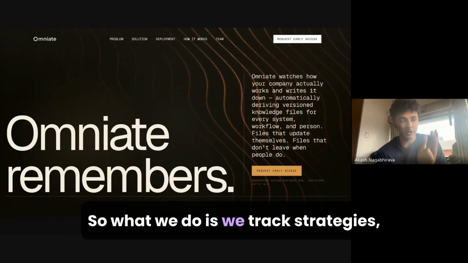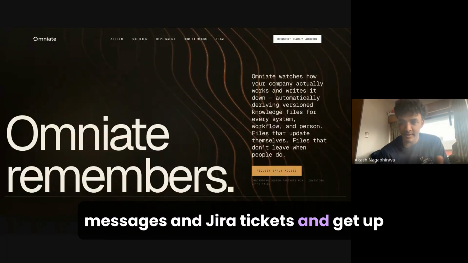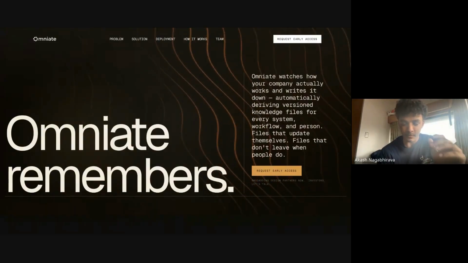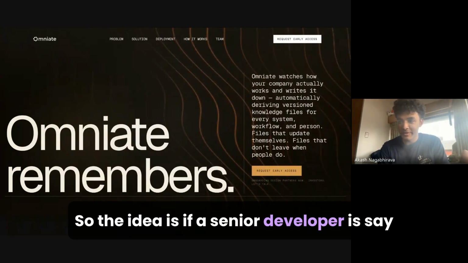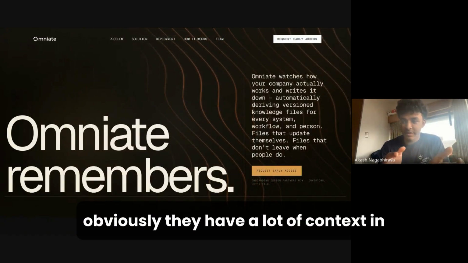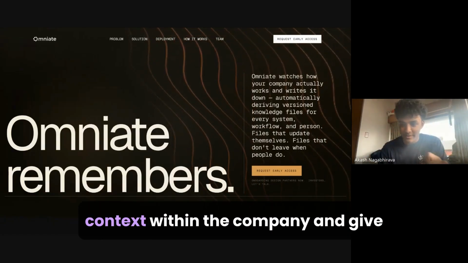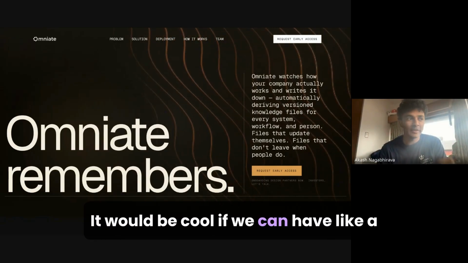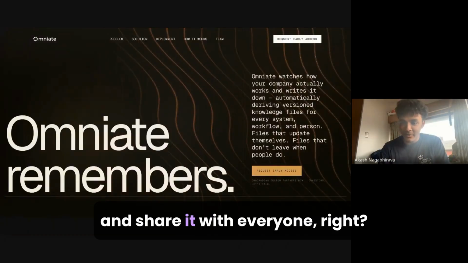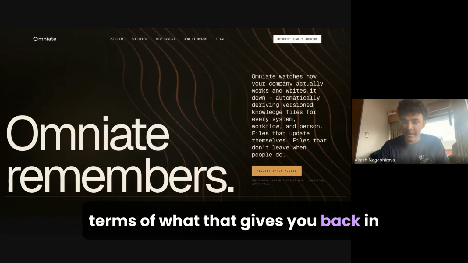So what we do is we track engineering strategies. We track Slack messages and Jira tickets and GitHub pull requests, and basically every little thing that happens within a company. So the idea is if a senior developer is, say, picked up by Google or something and they're leaving the company, then obviously they have a lot of context in their mind that's leaving with them, right? It would be really cool if we can keep that context within the company and give that back to interns. It would be cool if we can have a mirror image of every single senior engineer and their knowledge in the company and share it with everyone, right? Just in terms of communication, just in terms of what that gives you back in terms of time.